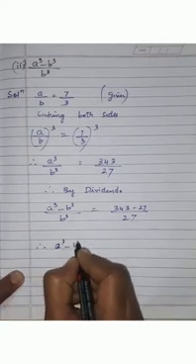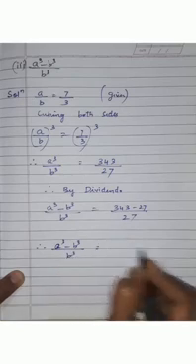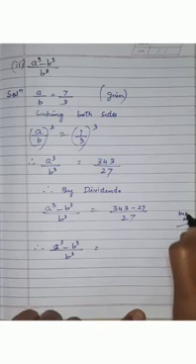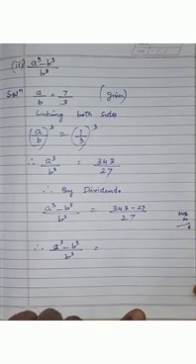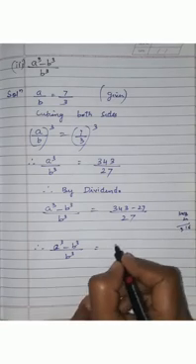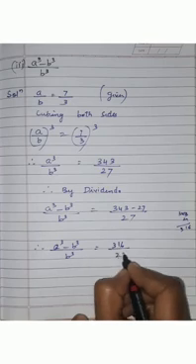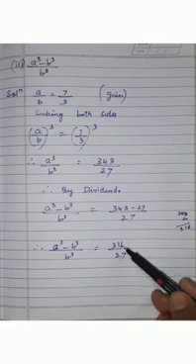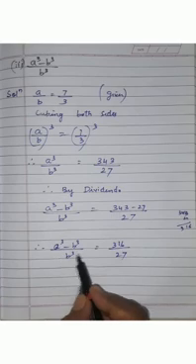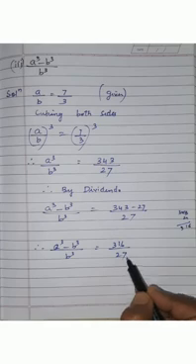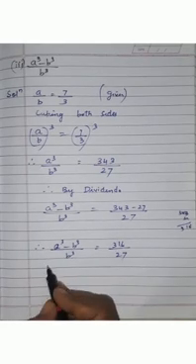Okay, now therefore what we get is a cube minus b cube upon b cube is equal to, what is the value of 343 minus 27? It is 316. So we get 316 upon 27. Now children, we cannot reduce this because both these numbers are not divisible by the same number. So our final answer is a cube minus b cube upon b cube is equal to 316 upon 27. Okay, this is our final answer.